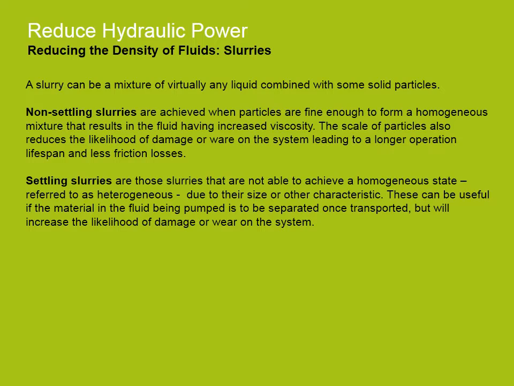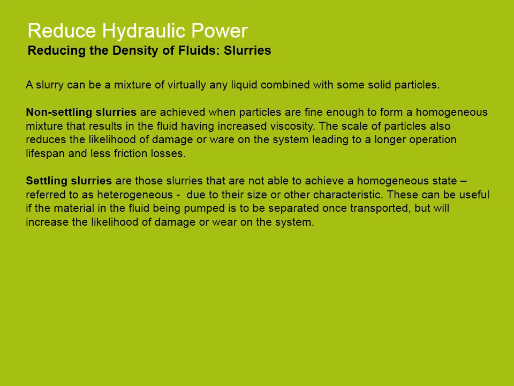A slurry can be a mixture of virtually any liquid combined with some solid particles. Slurries are generally categorized into two main types, settling or non-settling. The combination of the type, size, shape and quantity of the particles together with the nature of the transporting liquid determine the exact characteristics and flow properties of the slurry. Non-settling slurries are achieved when particles are fine enough to form a homogeneous mixture that results in the fluid having increased viscosity. The scale of particles also reduces the likelihood of damage or wear on the system, leading to a longer operation lifespan and less friction losses.